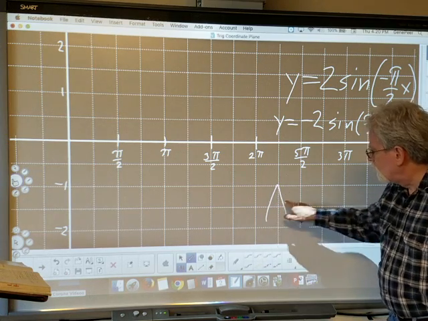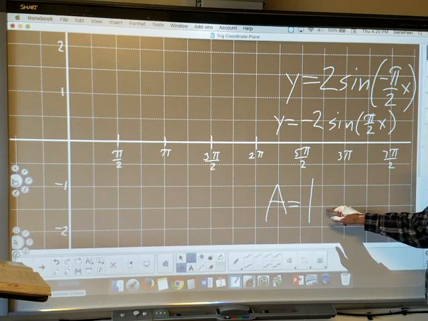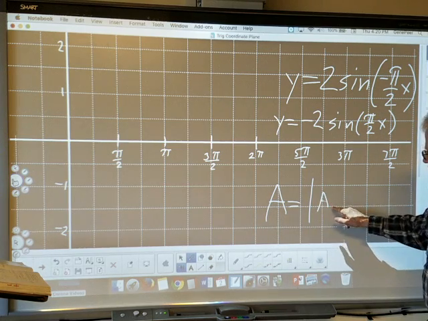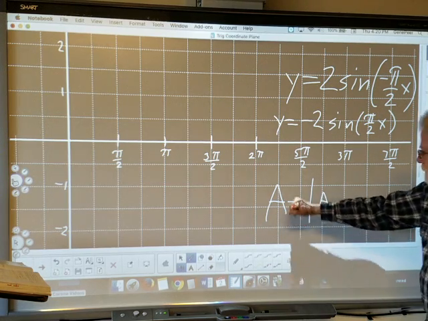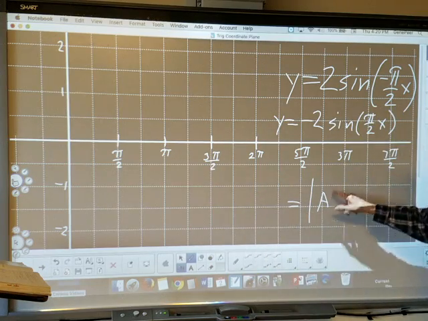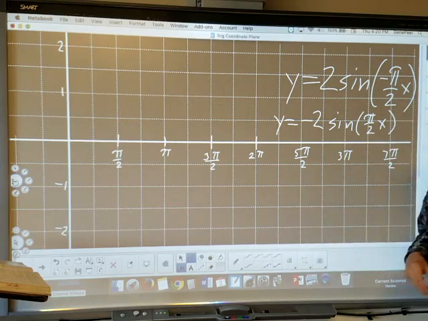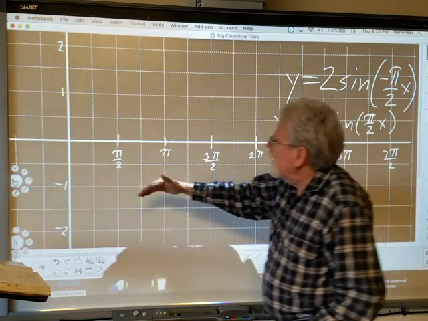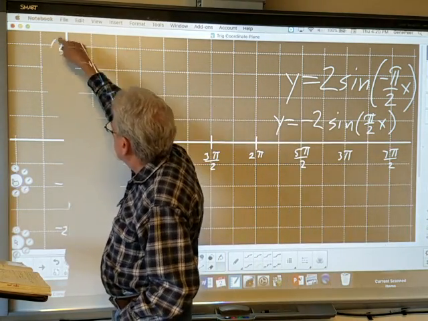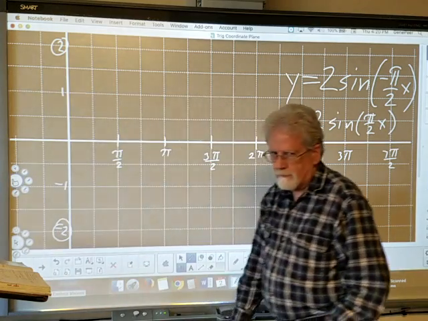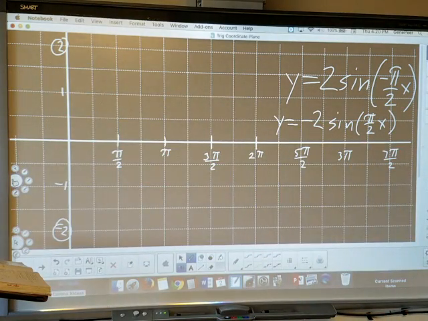The amplitude rule is it's the absolute value of a. I should use the word amplitude. Amplitude is the absolute value of a. It's the absolute value of -2. The amplitude is referred to as +2, which tells us again it's going to go as high as 2 and as low as -2. Maximum value will be 2. Minimum value will be -2.